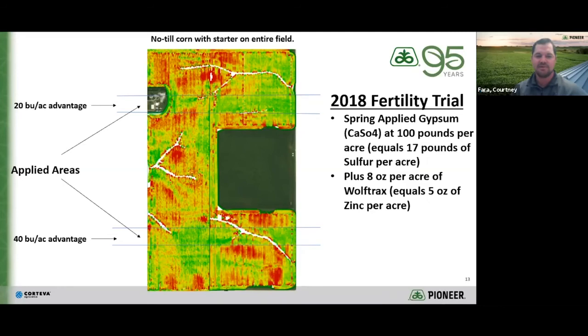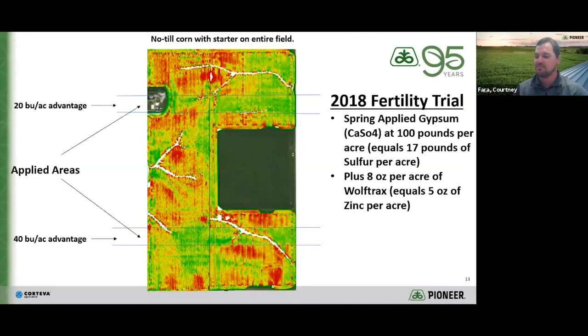Here's just a field study that was done in South Central Iowa in 2018, where they applied 17 pounds of sulfur pre-plant, and they saw some pretty big gains with that, 20 bushel and 40 bushel respectively.